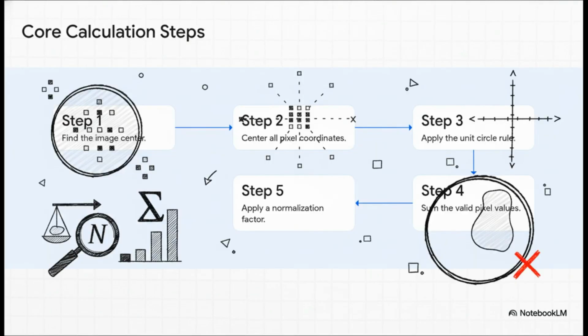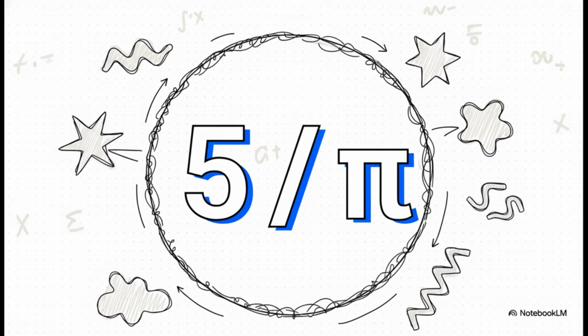So here's the basic recipe. First, the computer finds the exact center of the image. Then it applies that unit circle rule we just talked about, tossing out any pixels on the outside. After that, it's actually pretty simple. It just adds up the values of the pixels that are left and then applies one final little tweak, a normalization factor, just to keep everything consistent. And here's the payoff. All of that process boils down to one single, elegant number: 5 divided by pi. This is the simplest possible Zernike moment. And what it represents is basically the average brightness of our shape inside that magic circle.